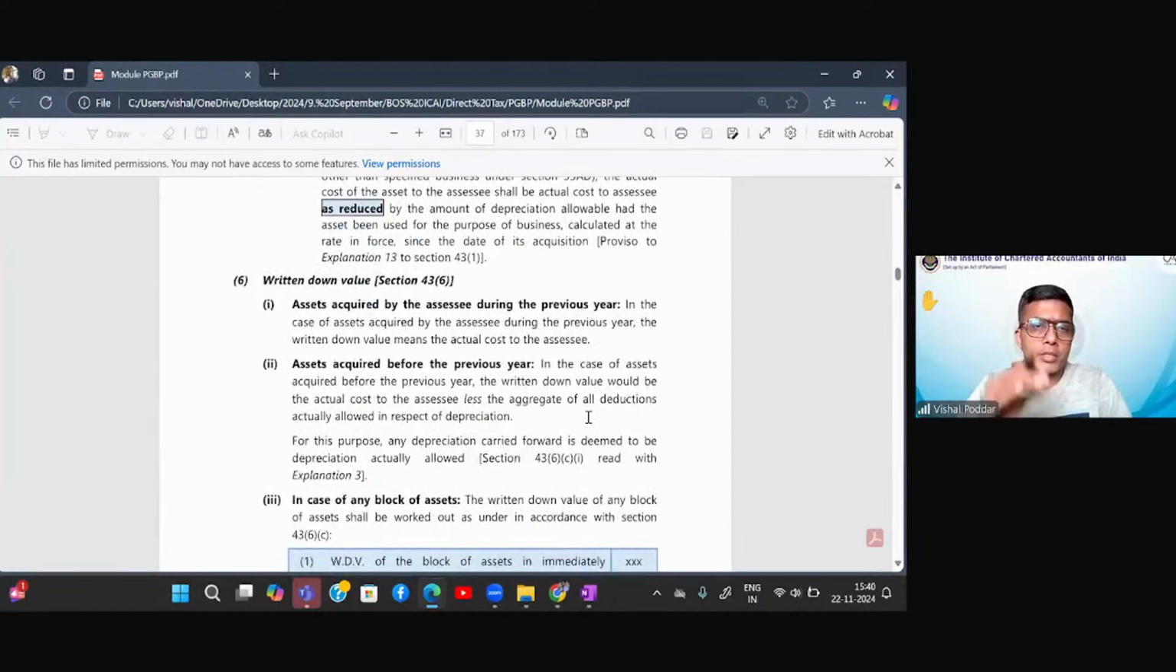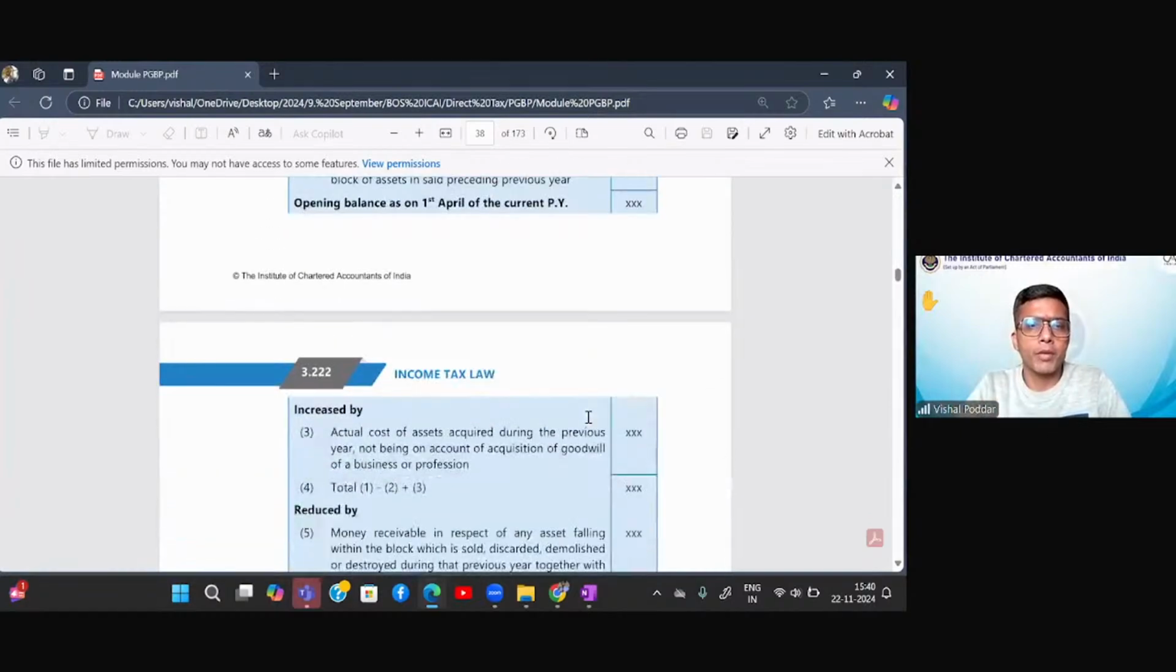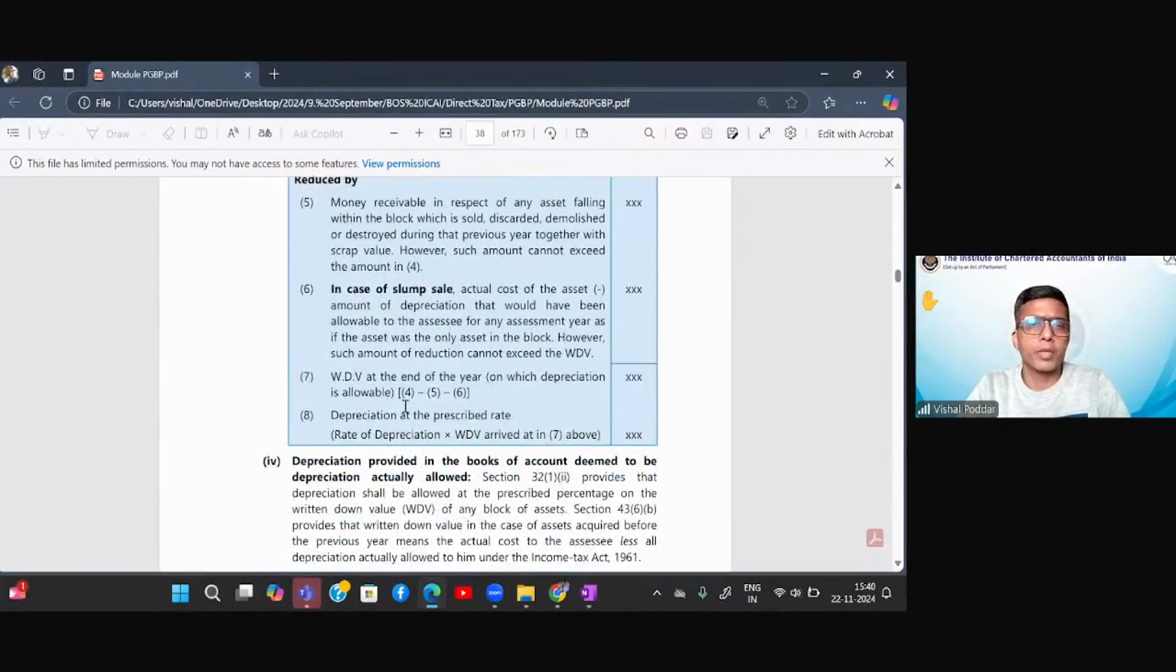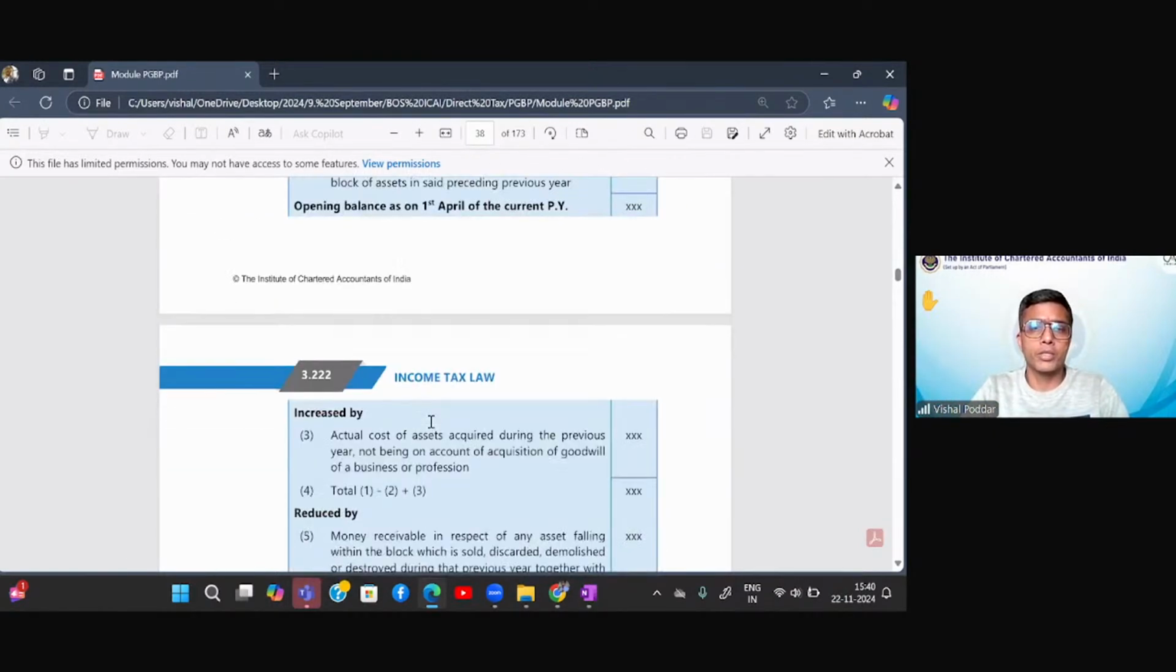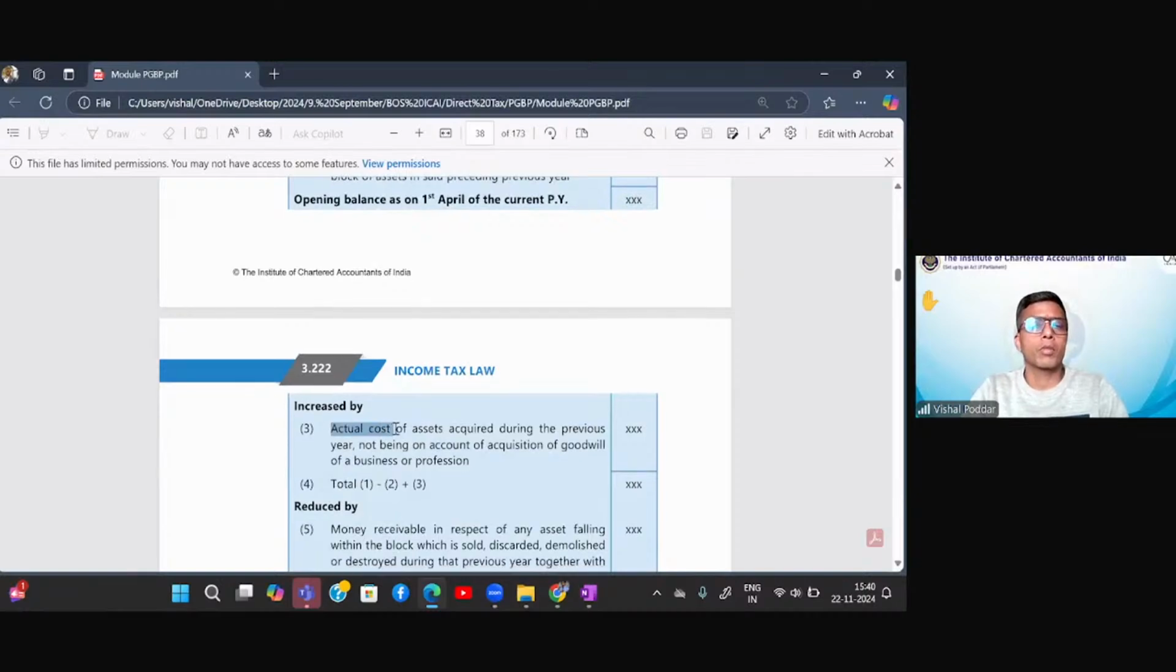So this is 43.6, the format of block that we follow. In that format, what you get here after adding the new assets and subtracting the assets which are sold, what balance you get over here is called WDV. This WDV working is given in 43 bracket 6, and then you compute the depreciation. Normal depreciation is calculated on the WDV amount at the rate applicable to the block, and additional depreciation is calculated on this cost amount. And it is calculated at a fixed rate of 20%, or if it is half, 10% now, 10% next year.